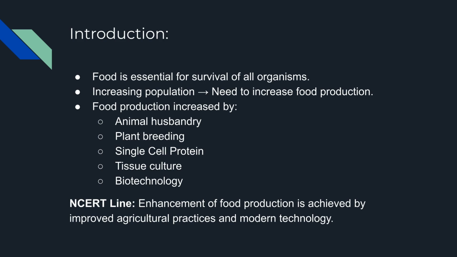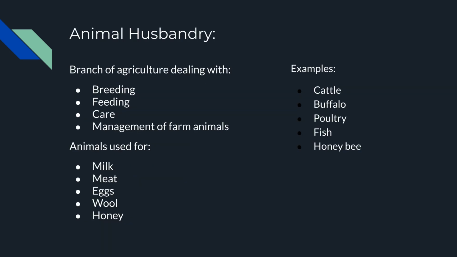This is achieved through improved agricultural practices and modern technology, including animal husbandry, plant breeding, single-cell protein, tissue culture, and biotechnology. Animal husbandry is the agricultural branch dealing with the breeding, feeding, care, and management of farm animals. These animals, such as cattle, poultry, and fish, are used for products like milk, meat, eggs, wool, and honey.